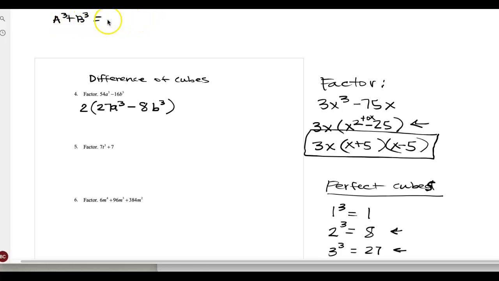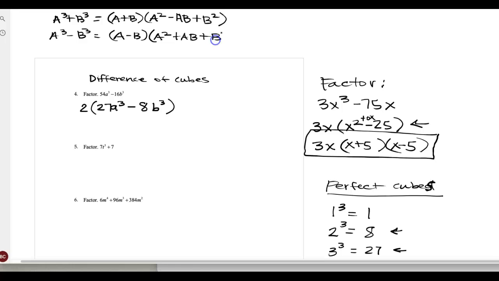All right, so a cubed plus b cubed factors to be a plus b times a squared minus ab plus b squared. And then if I have a difference of cubes, so a cubed minus b cubed, they're really similar to each other, right? It's just signs are different. So it starts off with a minus b, and then over here I get a squared plus ab plus b squared.